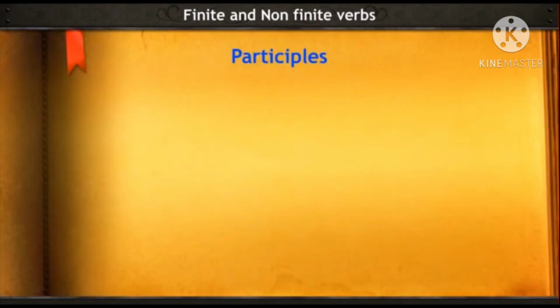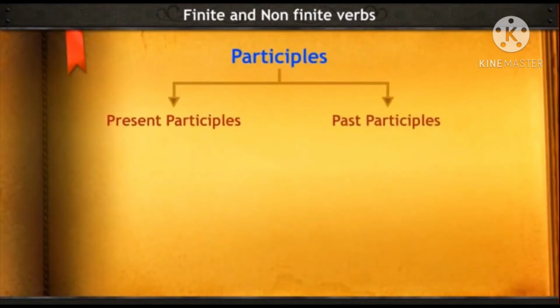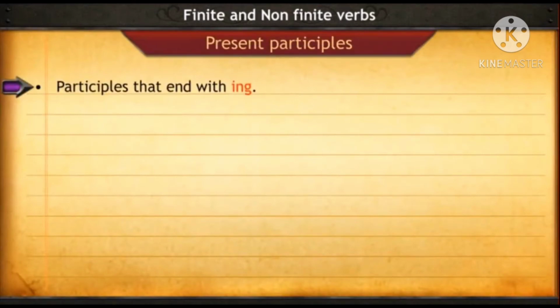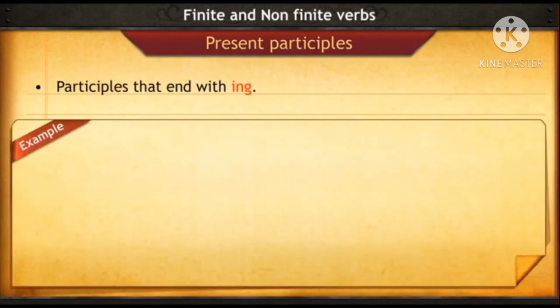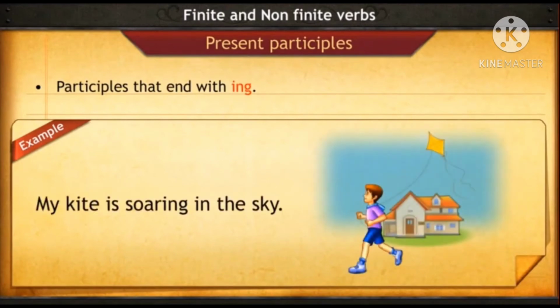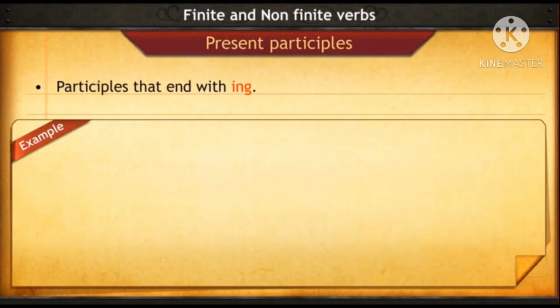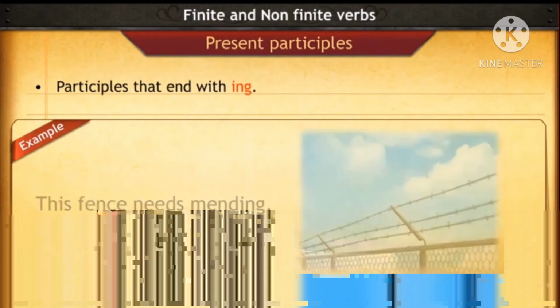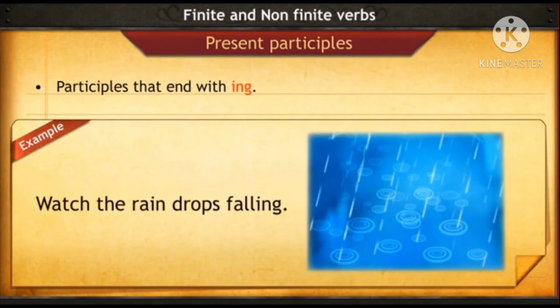Participles are of two kinds, children: present participles and past participles. Participles that end with ing are called present participles. Here are a few examples. I heard the dog barking. My kite is soaring in the sky. This fence needs mending. Watch the raindrops falling.